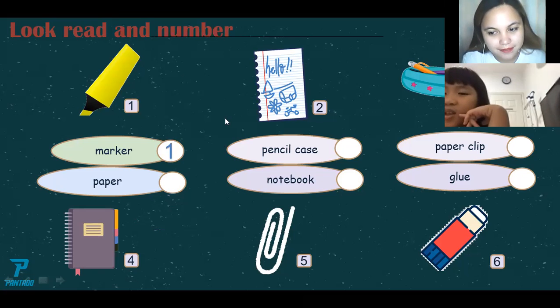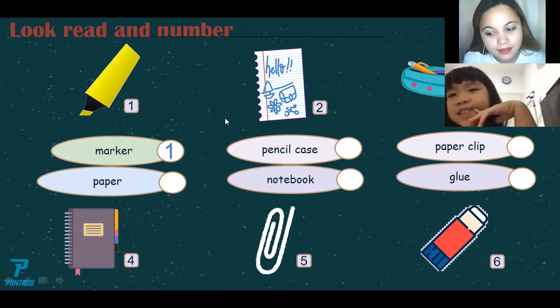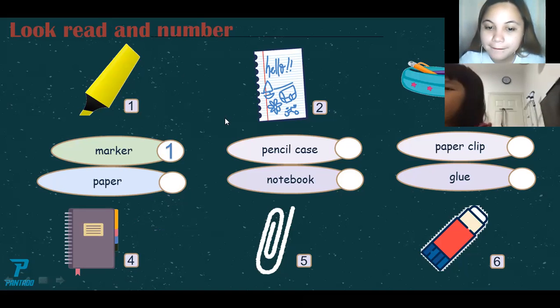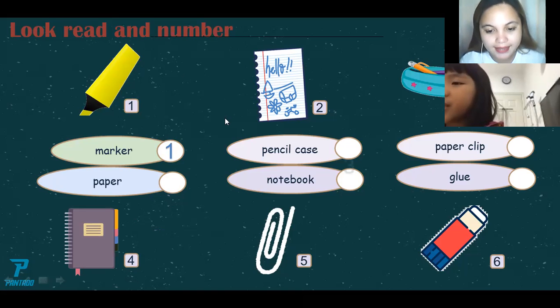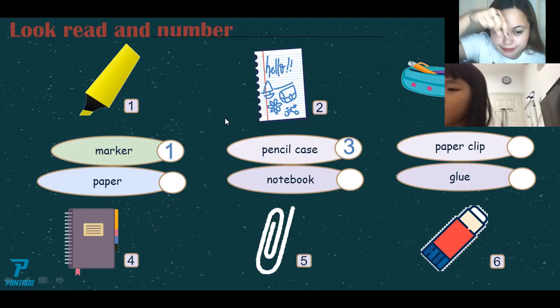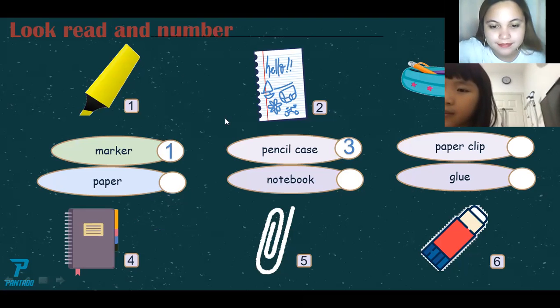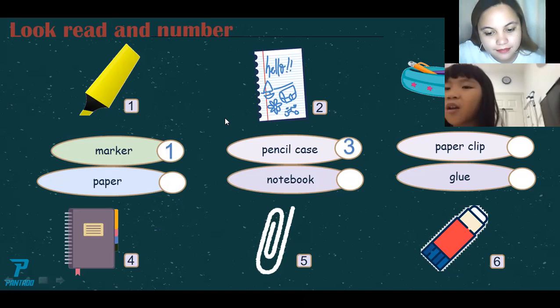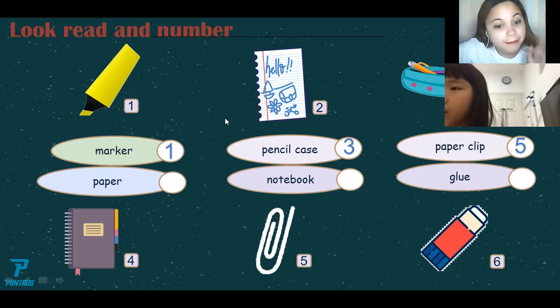Pencil case, what number? Okay, I'm pencil case now. What number is it? Three. Okay, it's number three. How about the paper clip? Okay, yeah. Five. All right, it's number five. How about the paper?